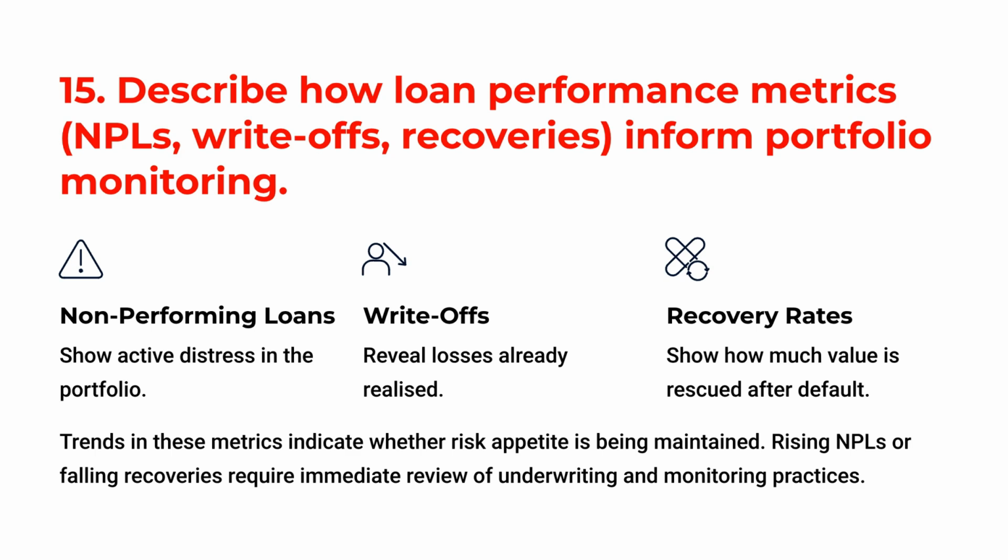Describe how loan performance metrics, NPLs, write-offs, recoveries, inform portfolio monitoring. Non-performing loans show active distress. Write-offs reveal losses already realized. Recovery rates show how much value is rescued after default. Trends in these metrics indicate whether risk appetite is being maintained. Rising NPLs or falling recoveries require immediate review of underwriting and monitoring practices.